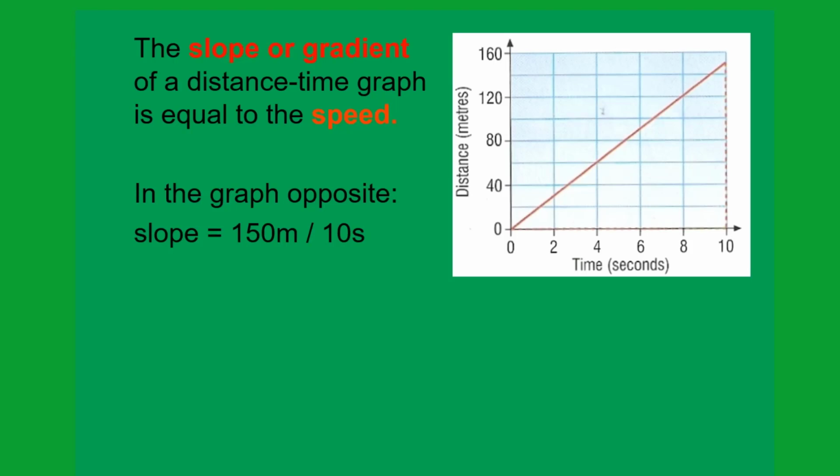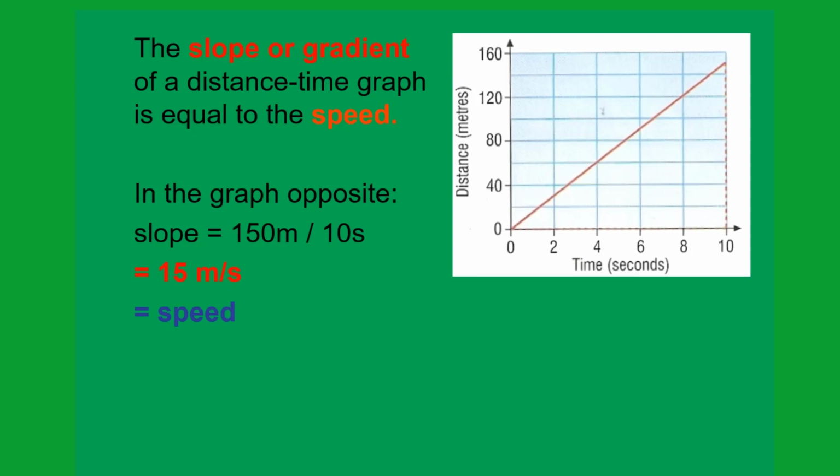Slope equals change in distance divided by change in time. Remember, the slope of a distance time graph equals change in distance divided by change in time. Here, final distance is 150, look at the graph, 150, and the final time is 10. So slope equals final distance minus initial distance divided by final time minus initial time. So we can calculate easily, 15 meters per second.